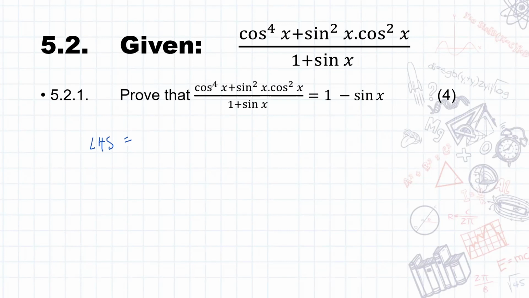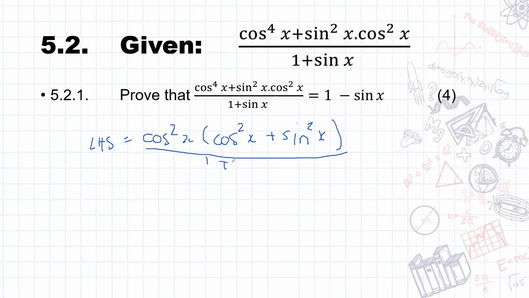Now, the first thing that I can see here is that I've got a cos to the 4x and a cos squared x. So I can take out a common cos squared x, and that's what I'm going to do. So I'm going to have cos squared x. And what I'm left with is just cos squared x, because cos squared times cos squared is cos to the power of 4. And here this one comes out, and I'm only left with sine squared x, all over 1 plus sine x.